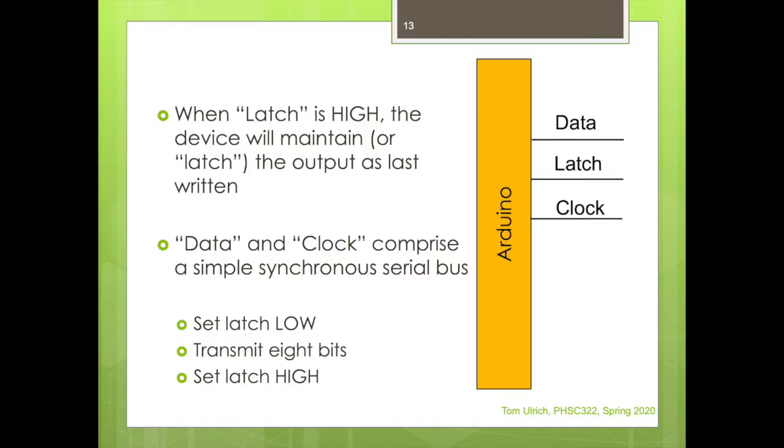Now the data and the clock comprise a simple synchronous bus. Remember we did that in class, where we talked about a synchronous bus being the one where you have 2 lines. One is clocking. It lets you know each time there's more data, and the other one has the data. So it's a simple thing. And there it is. You set the latch low, you transmit your 8 bits, you set your latch high.